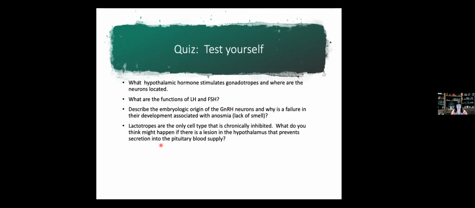And of course, finally, we just talked about this. Lactotropes are the only cell type that's chronically inhibited. And what do you think might happen if there's a lesion? Well, they will grow wild. There will be too many lactotropes. They'll proliferate and secrete too much prolactin.